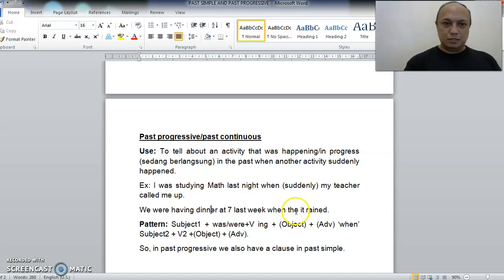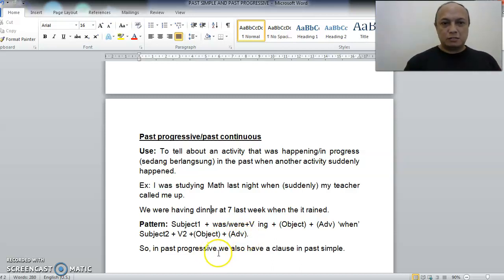Another example will be, we were having dinner at 7 last week when suddenly it rained. So the pattern is like this: subject 1 plus was or were plus verb ing. And then you have object and adverb if necessary. And then you have the conjunction when. And then you have the clause in the past simple: the other subject plus verb 2. Remember that the pattern of past simple is verb 2. And then you have object and adverb if necessary.